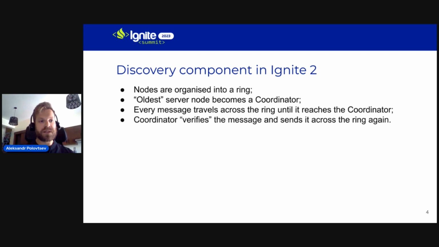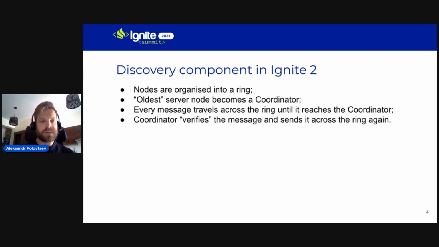Okay, since now we know what the discovery component is, let's see how it works in Ignite 2. There, all nodes are organized into a one-way ring topology, and the oldest node is granted the role of the coordinator. By oldest, I mean the first node that has joined the cluster historically. These are the building blocks that allow us to achieve the global message ordering I was talking about.